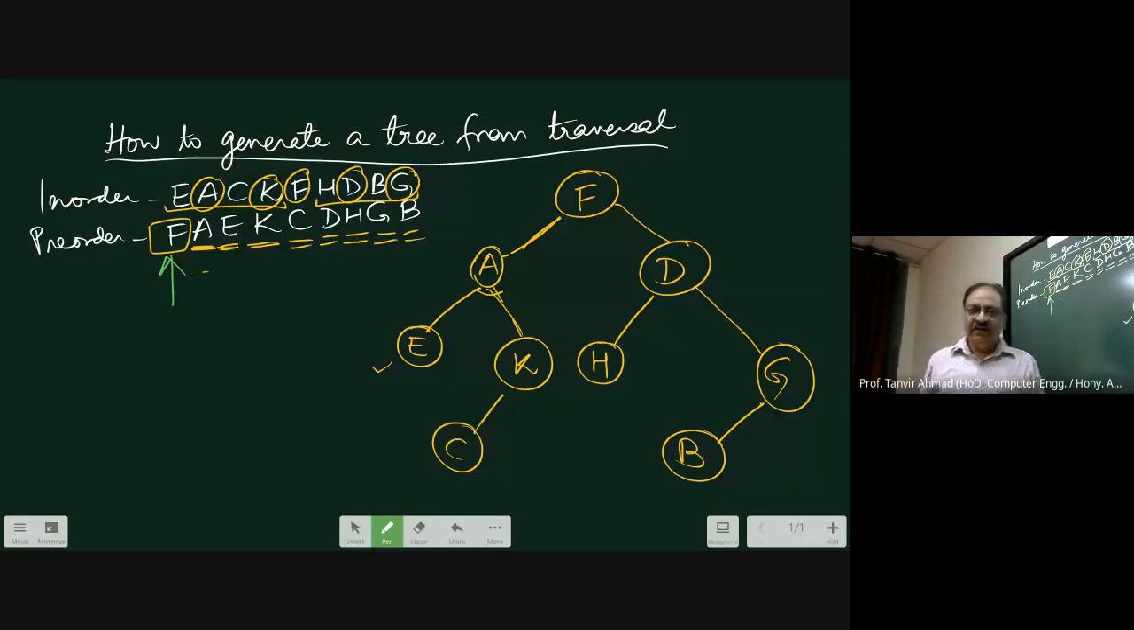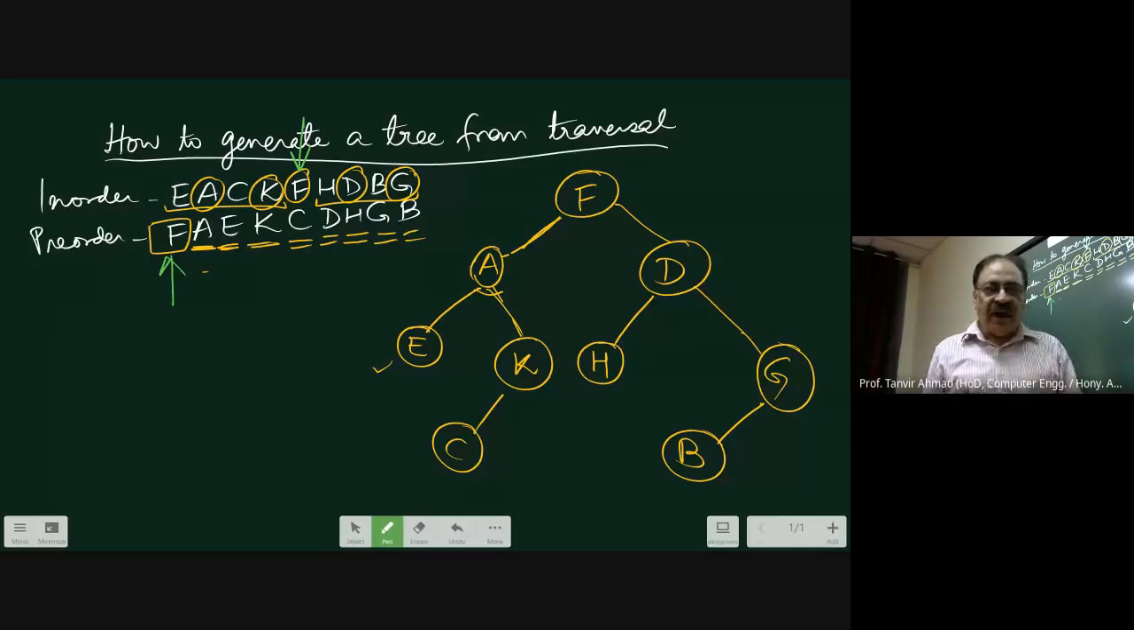Now, you check the F in the in-order. You find that F is here. And all the nodes before F will be on the left-hand side, and all the nodes to the right of F will be on the right-hand side. Why? Because in in-order it is left, root, right.